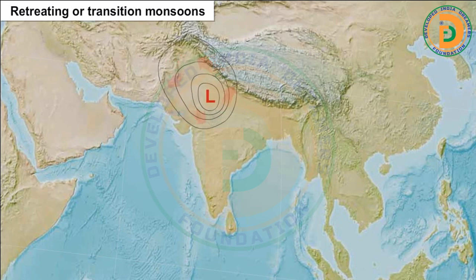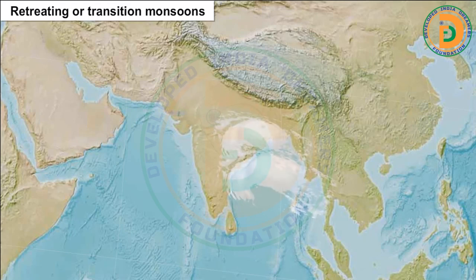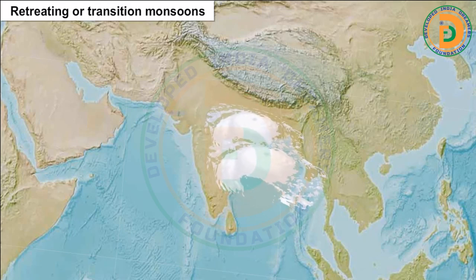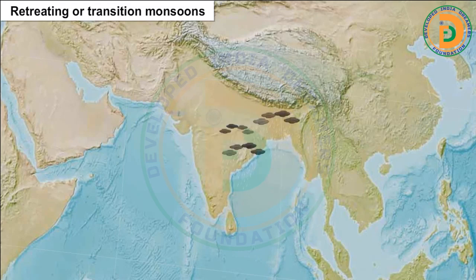The low-pressure conditions over northwestern India shift to Bay of Bengal by early November. It gives rise to cyclonic depressions. These cyclones bring heavy rains on the eastern coast of India.